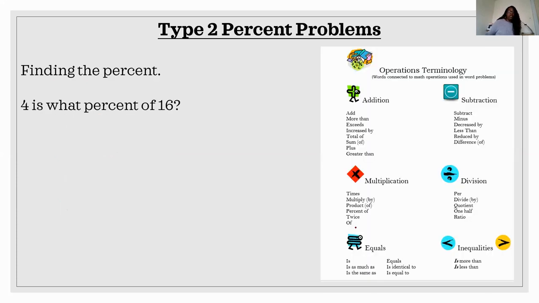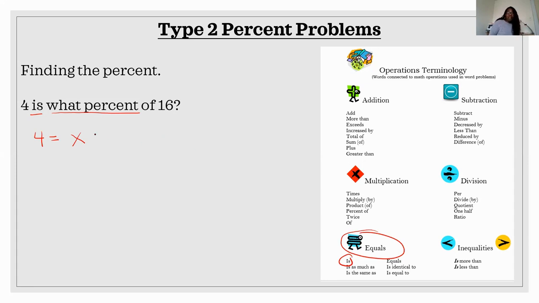Okay? So now we're going for the second type, the percent problems. When we're going to find the percent problems, we're also using that terminology again. So 4 is what percent of 16? The word is plays a part in equals. So I can set it up like this. 4 equals. Now what percent? Do we know what percent? No. What do we put in its place? Hopefully you're yelling at me saying X. X, woman. Okay.